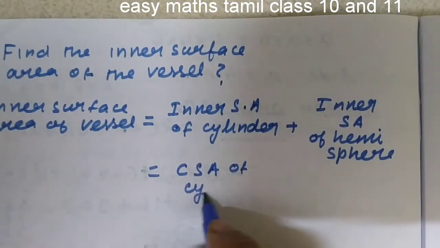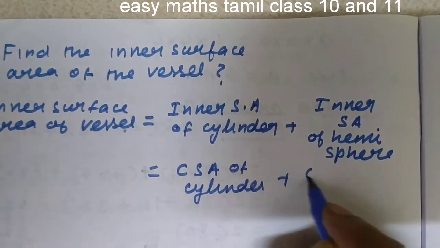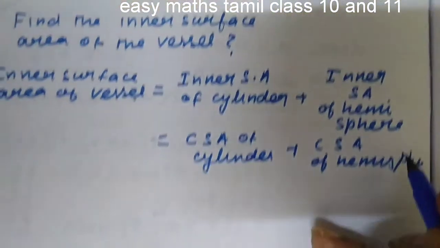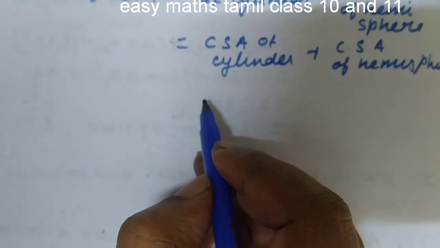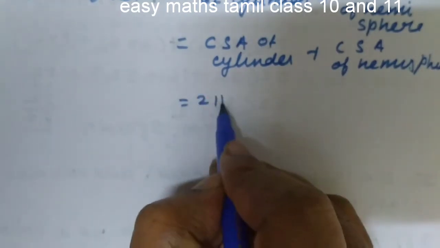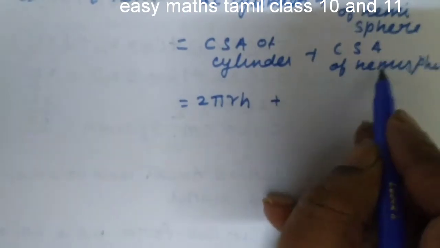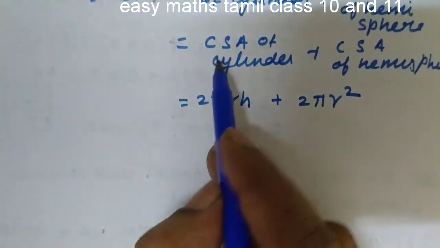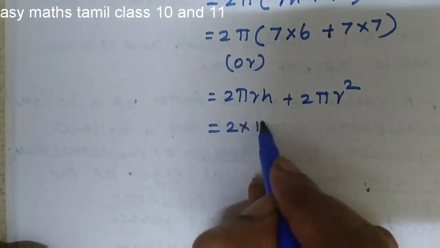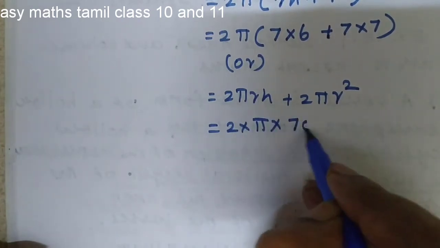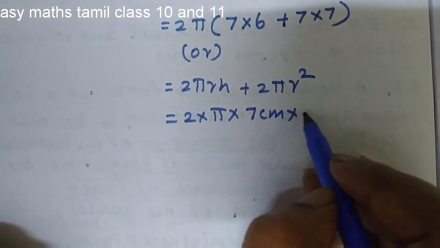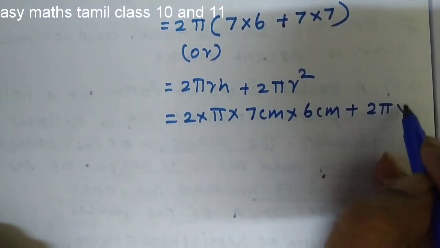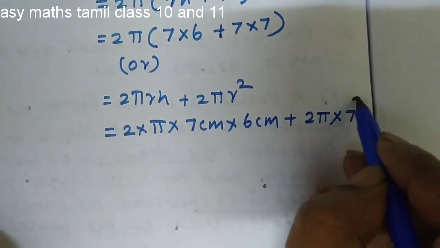Curved surface area of the cylinder plus curved surface area of the hemisphere, and its formula is 2 pi r square. 2 pi rh plus curved surface area of hemisphere is 2 pi r square. 2 into 22 by 7. Pi value is 22 by 7. Radius is 7 cm and the height of the cylinder is 6 cm, plus 2 into pi into radius of the hemisphere, 7 into 7.